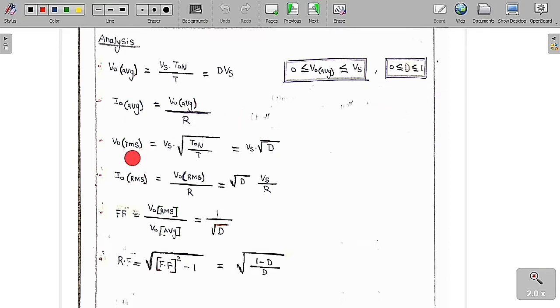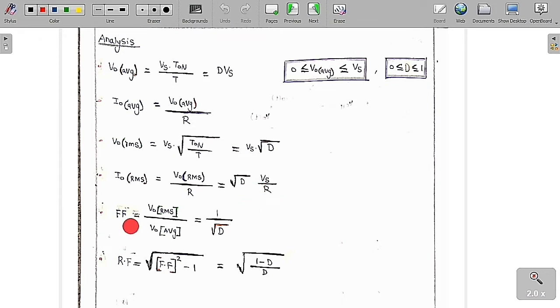Similarly, I want to find the RMS value of the output voltage, which is equal to Vs into under root of T1 by T. T1 by T is called the duty ratio. Therefore, Vs into under root of D. Similarly, the RMS value of the output current is equal to the RMS value of the output voltage by R. This value we just did, it is root D into Vs by R.